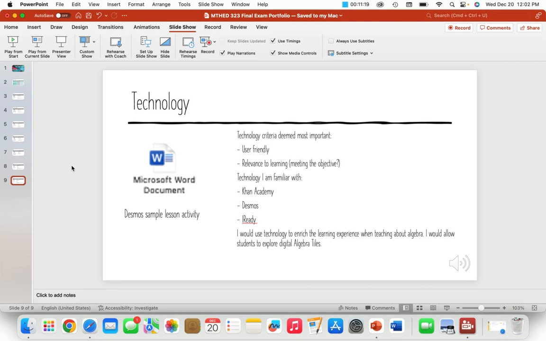And then some technology that I'm familiar with is Khan Academy, Desmos, and iReady. And like I stated before, technology is supposed to enrich the learning experience when students are using it. So one lesson that I could include would be teaching students about algebra. Students could explore algebra tiles digitally, so that they have those manipulative algebra tiles hands on in the classroom, and now they're applying it to the technology version and seeing how they're the same and different and how they can alter these. And then I included a very brief sample lesson plan activity that I found on Desmos.